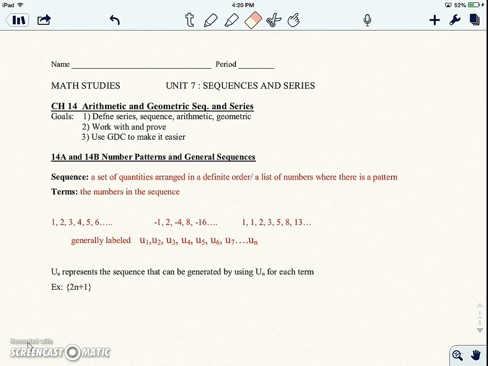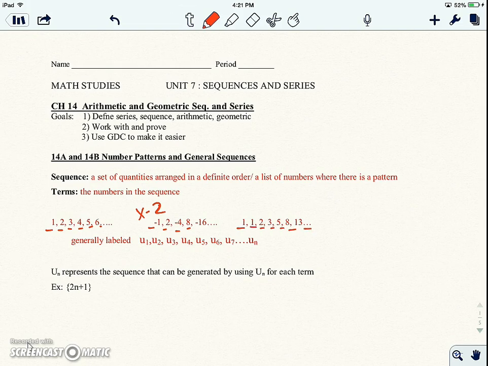A sequence is a set of quantities arranged in a definite order, i.e. a list of numbers where there is a pattern, such as 1, 2, 3, 4, 5, 6. The pattern is adding 1. Or -1, 2, -4, 8. The pattern there is multiplying by -2. Or 1, 1, 2, 3, 5, 8, 13.